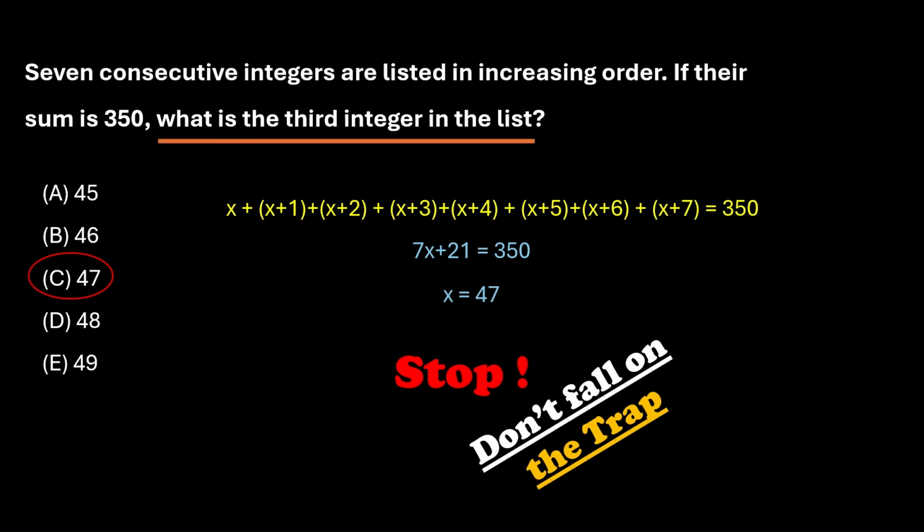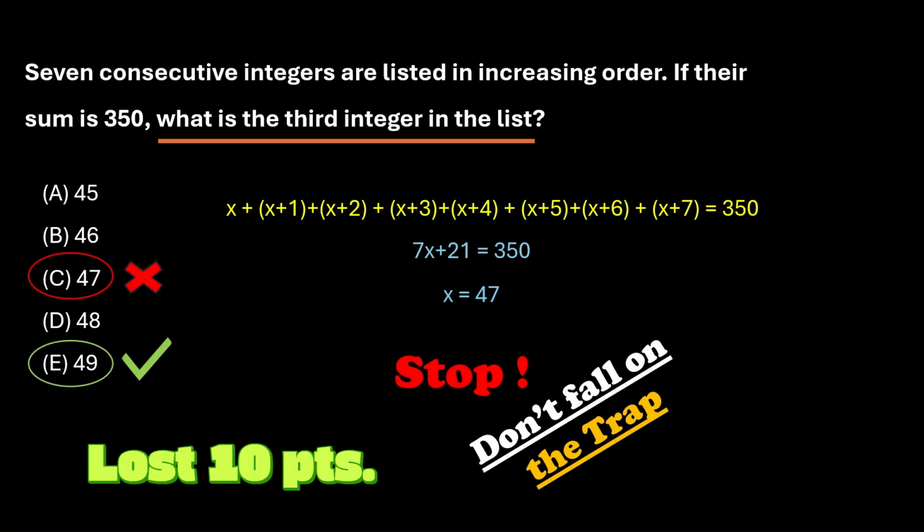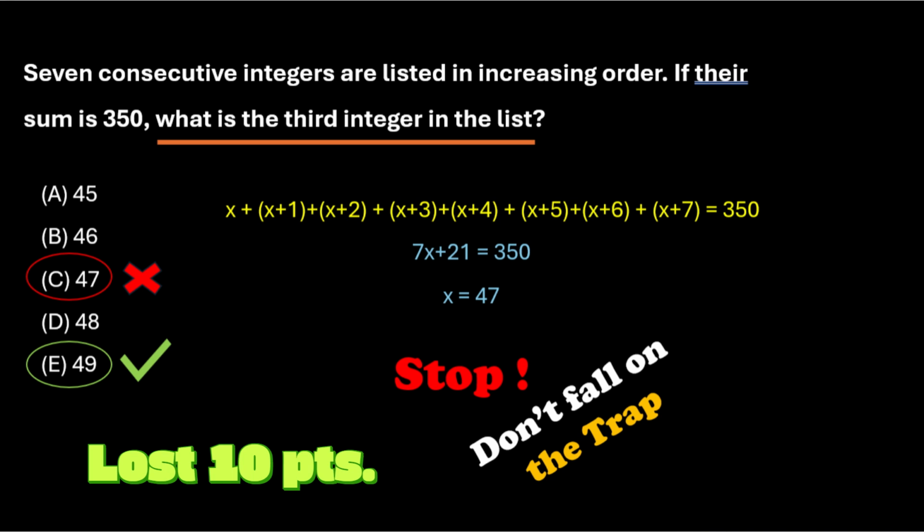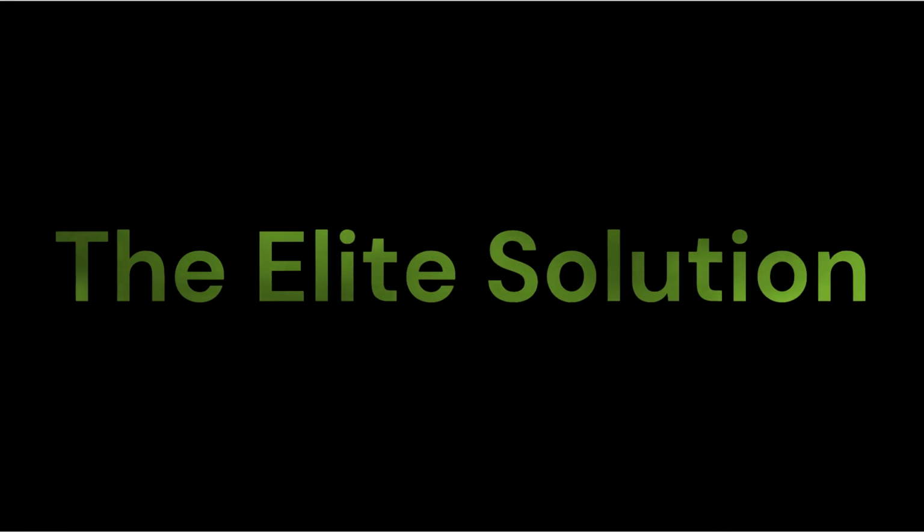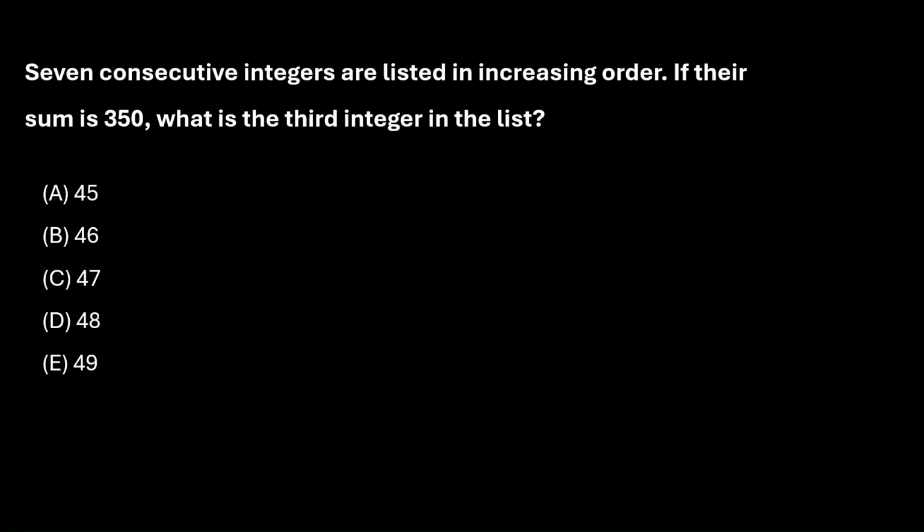But x is the first integer. The question asked for the third. You just lost 10 points for a 3-second rush of being done. The answer is 49. Now we will look at how to find the answer quickly without using a long formula.